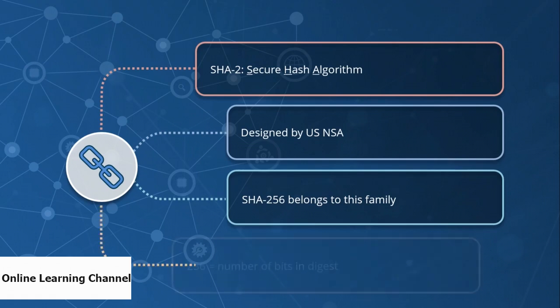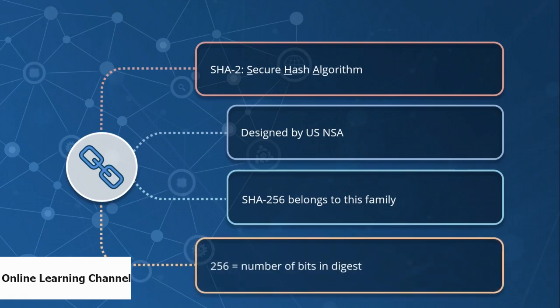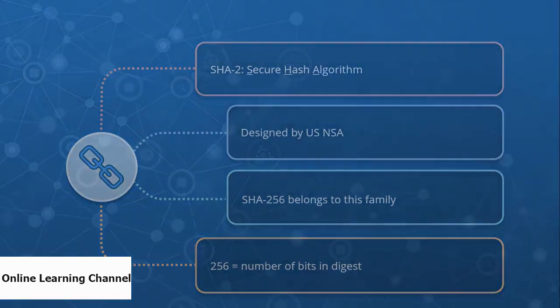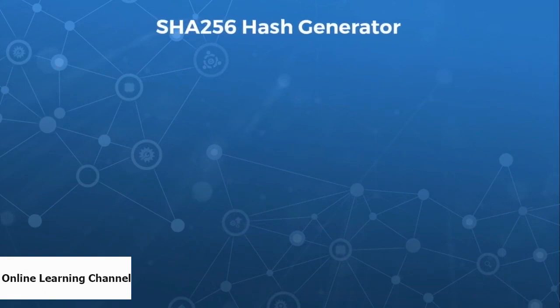The number 256 in the name represents the number of bits in the output digest. So 256 bits translates to 32 bytes, and when expressed as a hexadecimal string, it will always be 64 characters in length. So how exactly is this used?